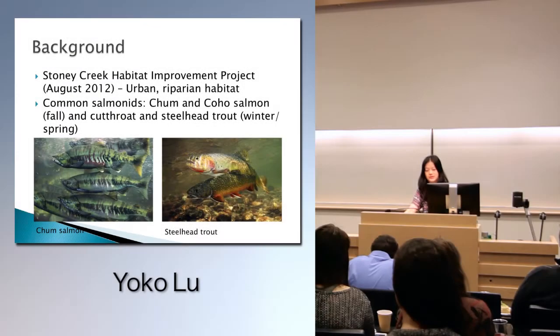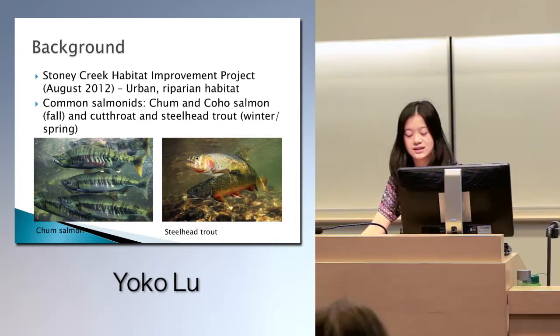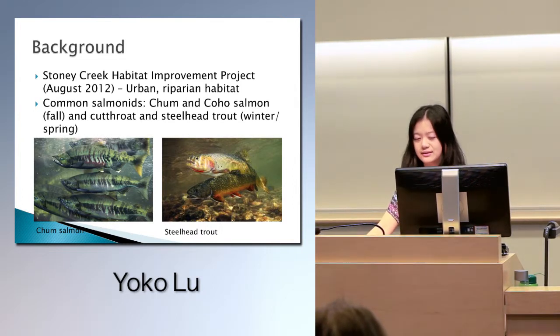So for the background, this project was part of the Stoney Creek Habitat Improvement Project, which occurred in August 2012. It's a one-year project, and the goal is to protect the salmonids, like chum and coho salmon, and cutthroat and steelhead trout, which are commonly found in this Stoney Creek habitat, like in Burnaby.